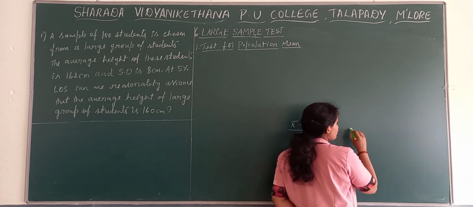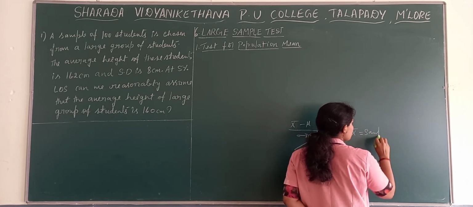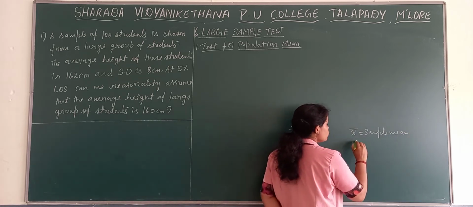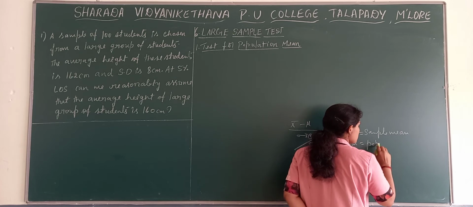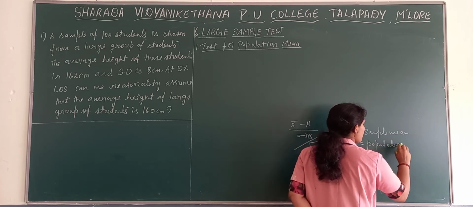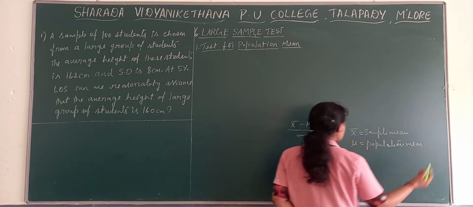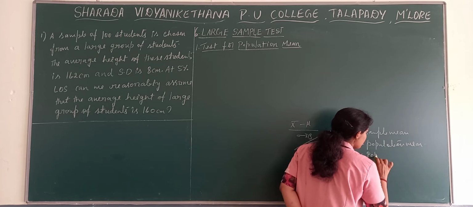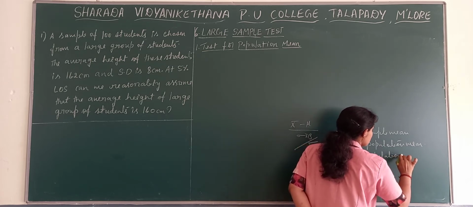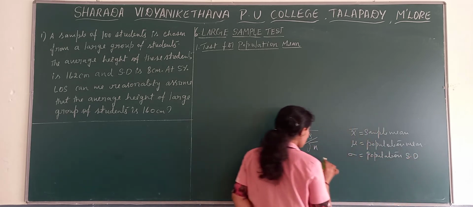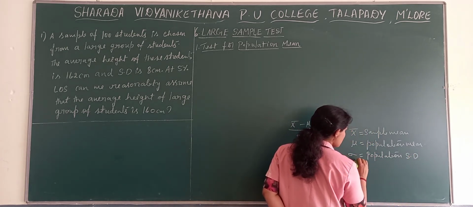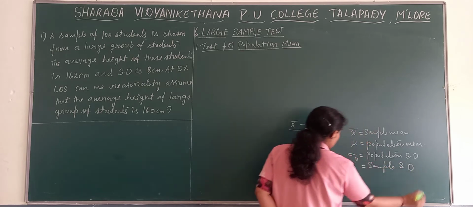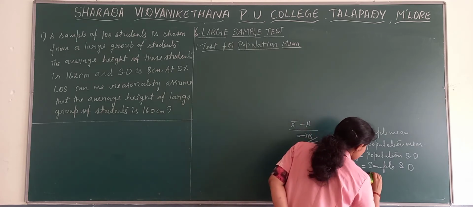Here, x bar is the sample mean. I write once again, x bar is the sample mean and mu is the population mean. Then sigma is the population standard deviation, and either this or this we need to take. S is the sample standard deviation. Then n is the sample size.